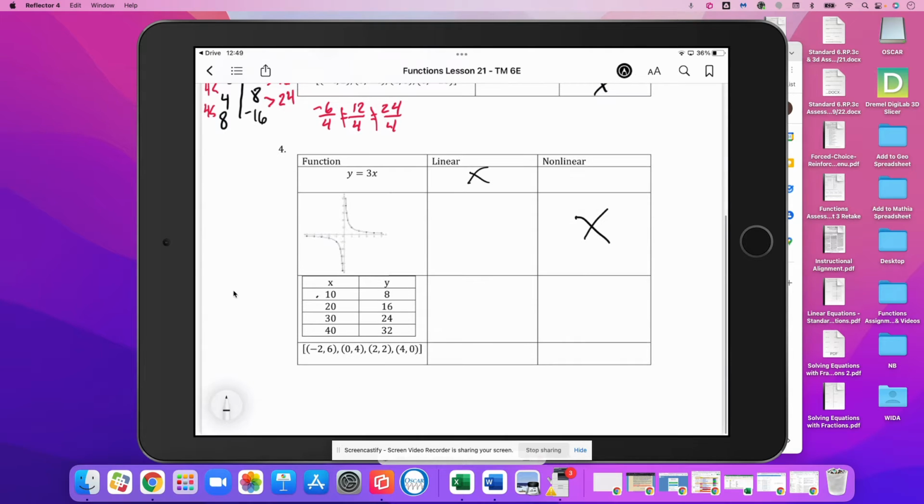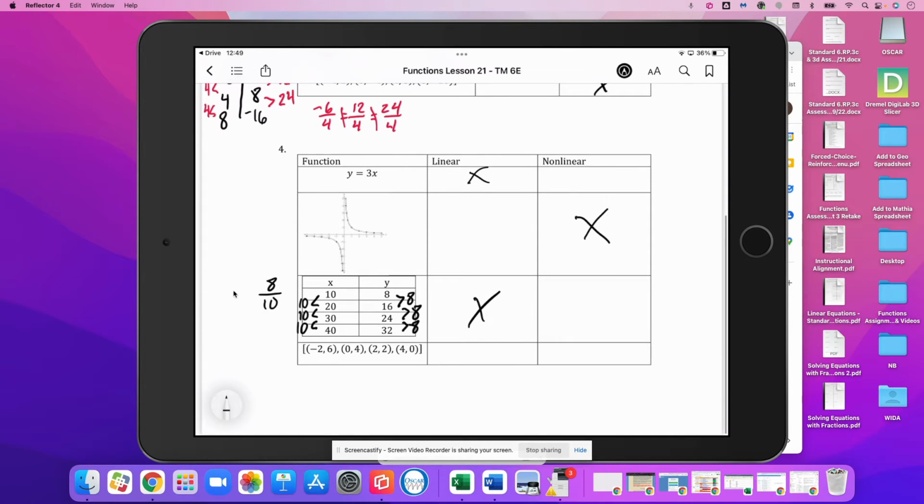We have here an increase of 10, 10, and 10. Here we have an increase of 8, and of 8. So all the way through, we have the ratio or the slope 8/10. And so 8/10 is the same all the way through. So yes, that's going to be linear.